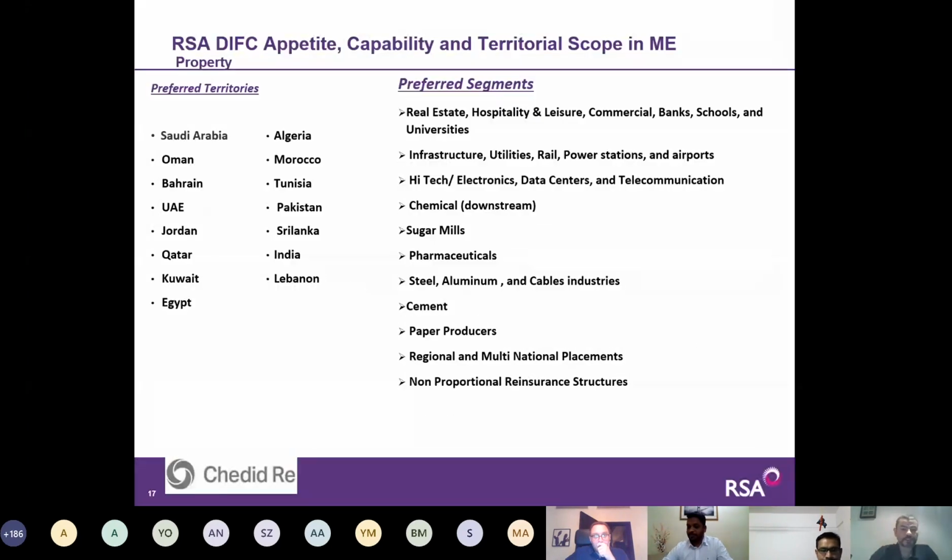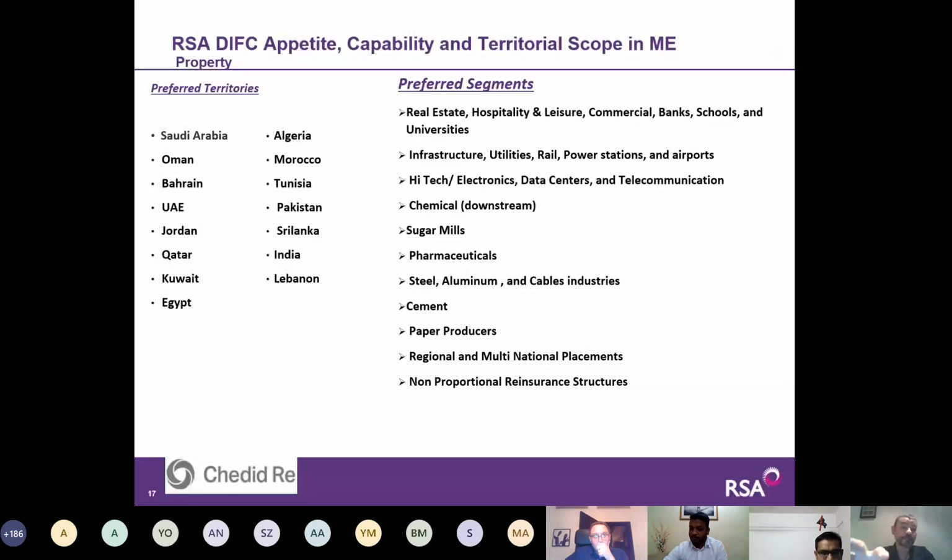Again, this is our preferred territories. It's the Middle East, MENA, as introduced by Kalish. And most of our income is coming from GCC. 76% of our income is coming from the 6 countries in GCC, and 28% is coming from other MENA regions.